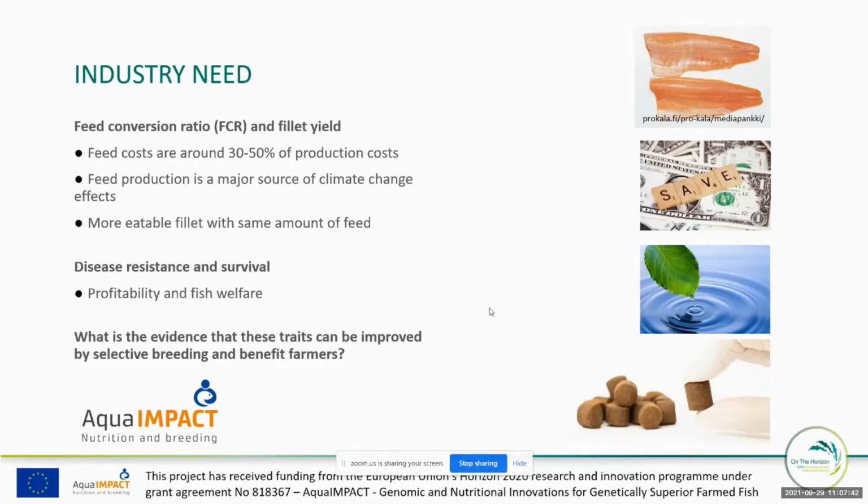In Aqua Impact, we develop nutritional methods and breeding methods to improve these traits. But additionally, we want to demonstrate the benefit of selective breeding to farmers when we improve these traits. And this is the topic of the presentation.